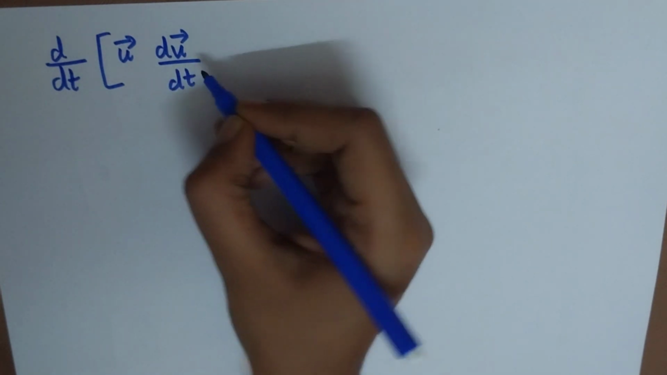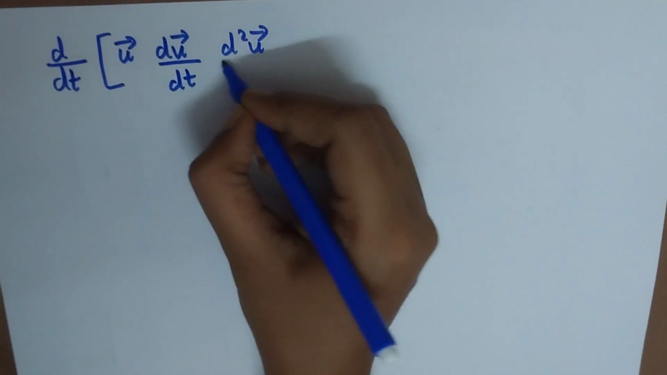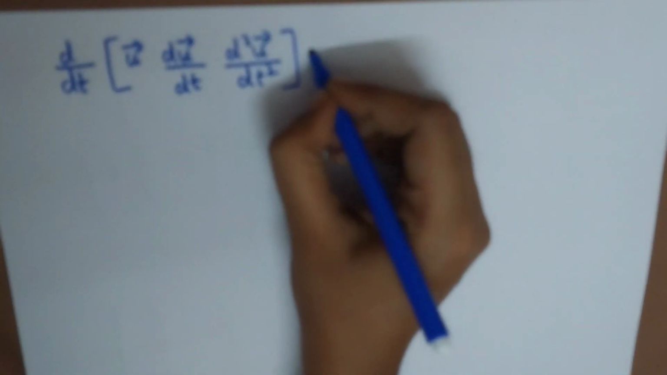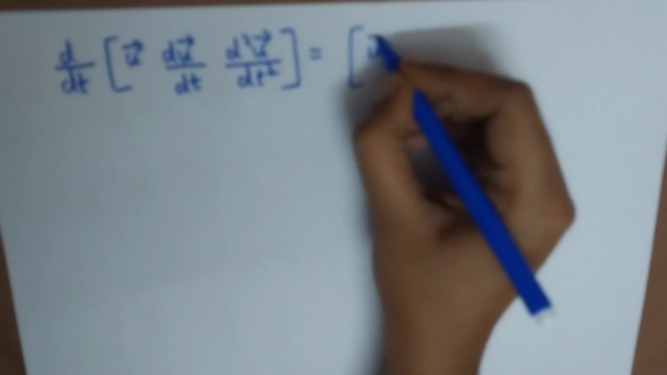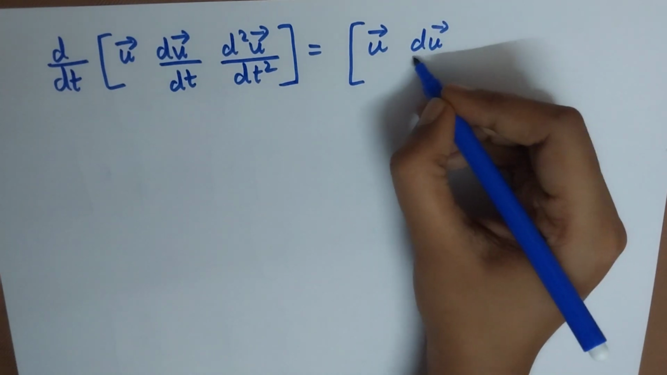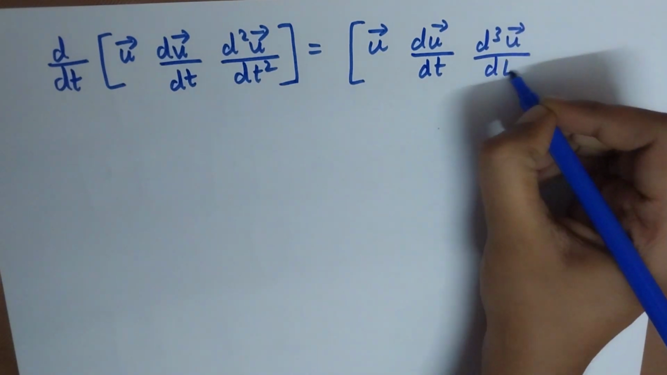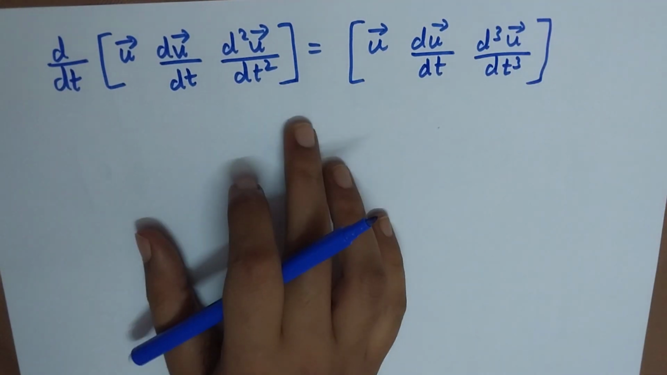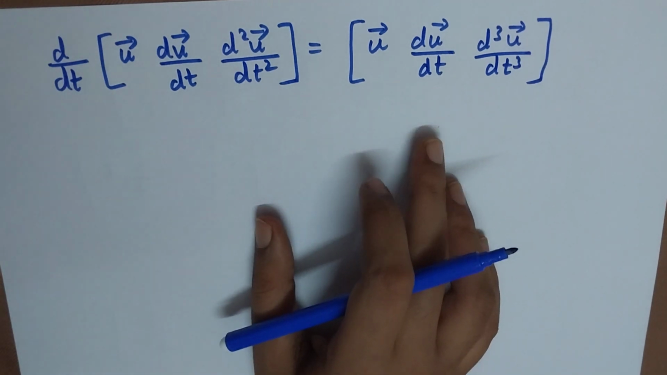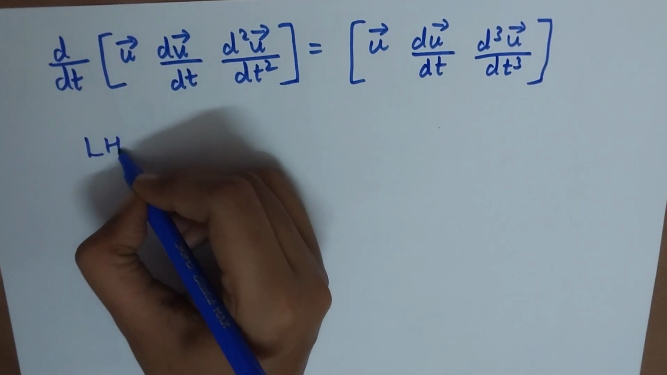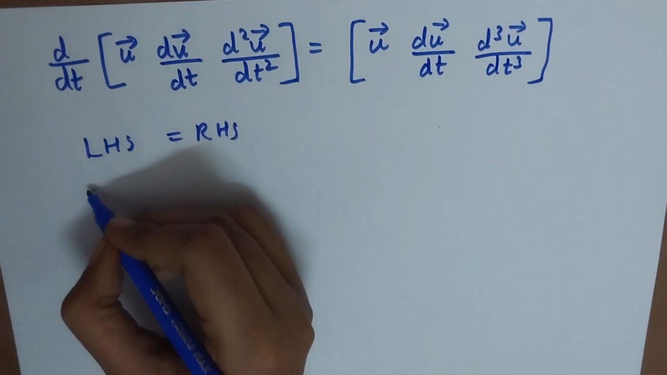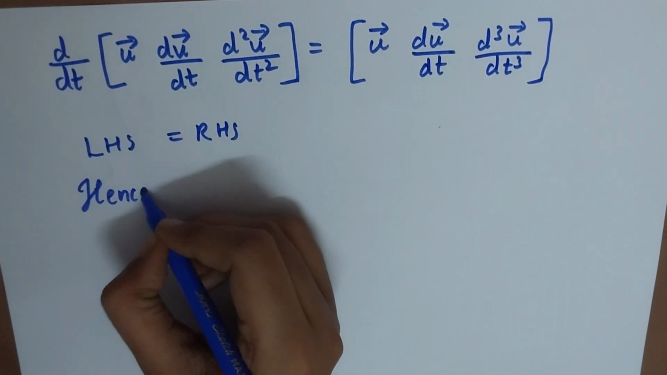So d/dt of the box product [u, du/dt, d²u/dt²] equals the box product [u, du/dt, d³u/dt³]. This was the relation we had to prove. So hence we proved the relation. LHS is equal to RHS. Hence proved.